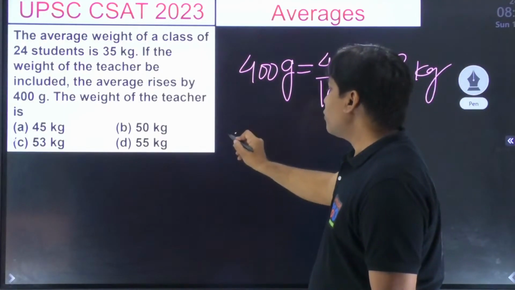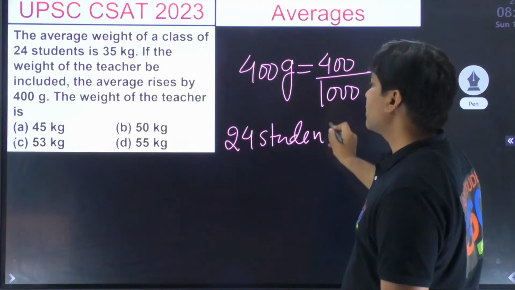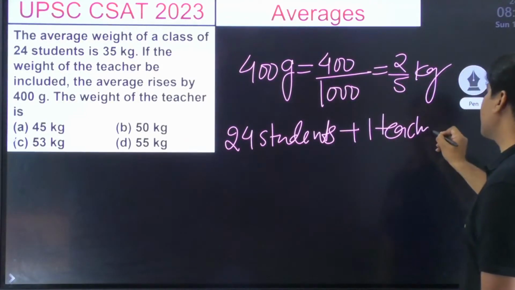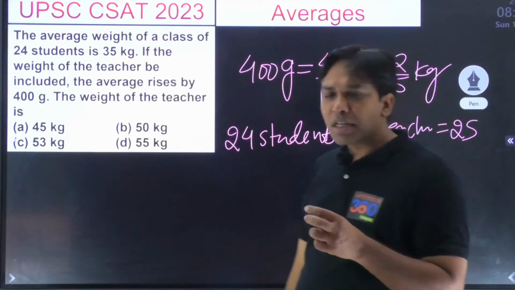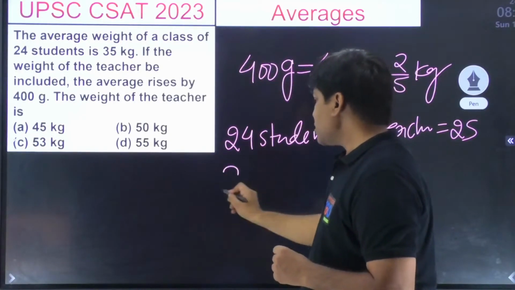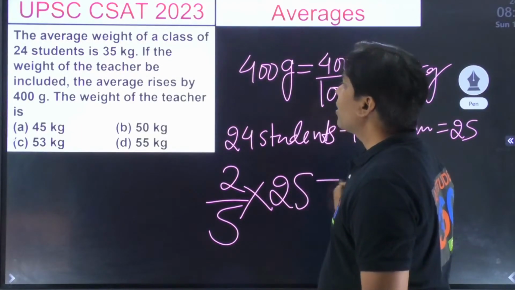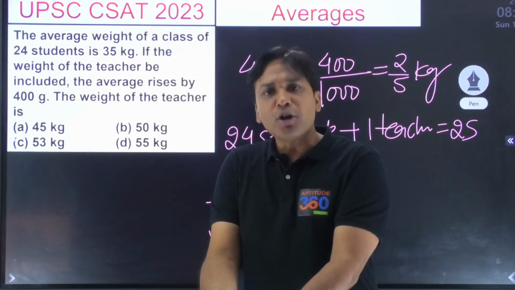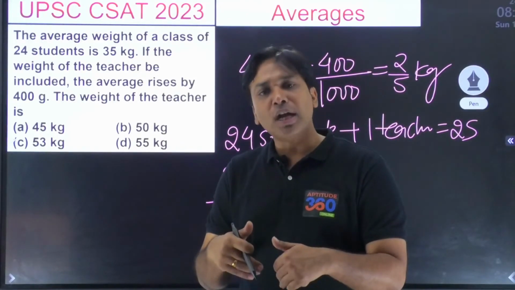So 24 students plus 1 teacher. In total, how many of them are there? 25 persons. And if the average is increasing by 2 by 5 kilogram per person, this teacher should be bringing the extra. Had he brought 35 kg, the average of the group would not have changed, because the average of the group is increasing by 400 gram or 2 by 5 kilogram per person.